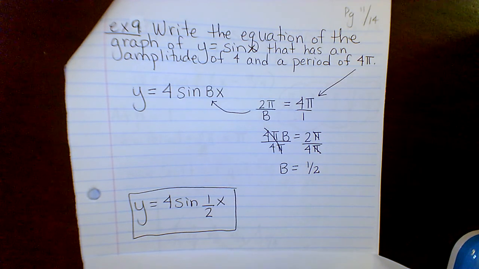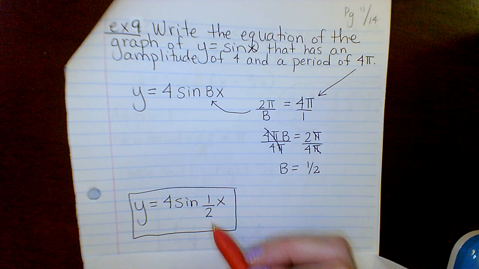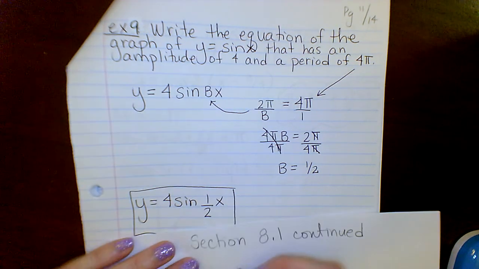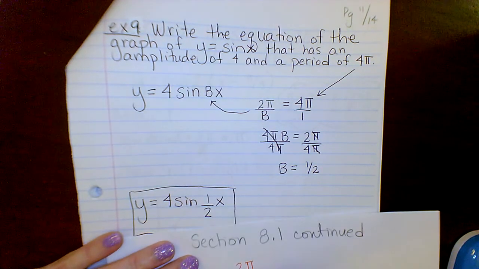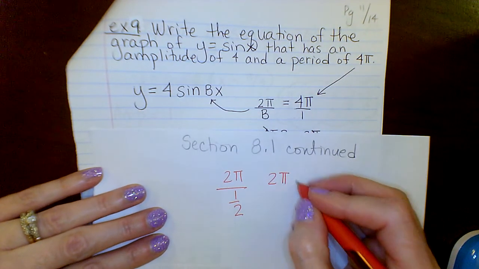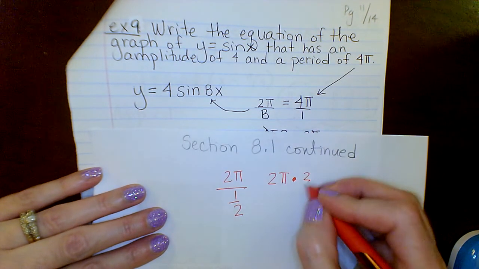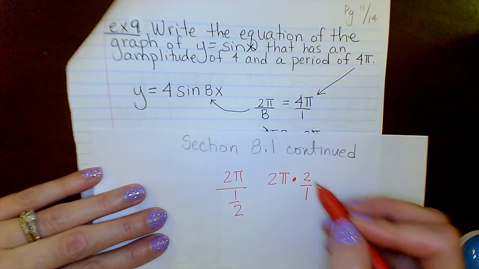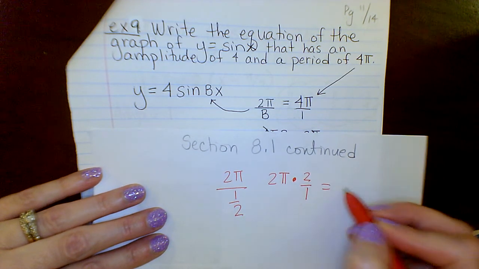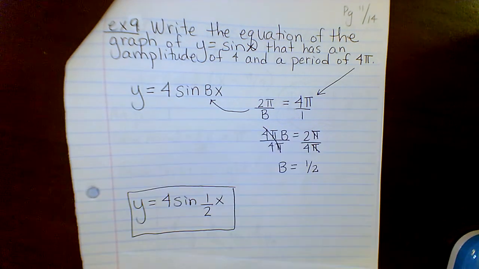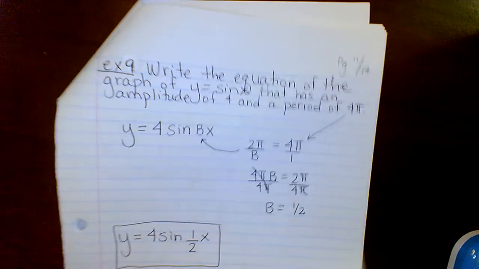If you check this, yes, amplitude is 4. And the new period? Well, the new period would be 2 pi over my b value, which we just found to be 1/2. 2 pi divided by 1/2. See what I did there? Instead of dividing by that fraction, I multiplied by its reciprocal. And I got that new period of 4 pi. Boom. So yeah, I thought that was pretty cool, that working backwards business here.